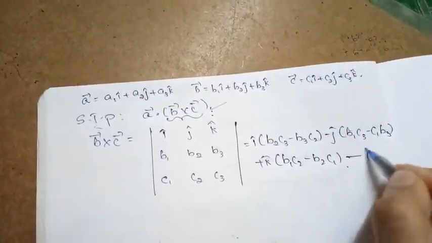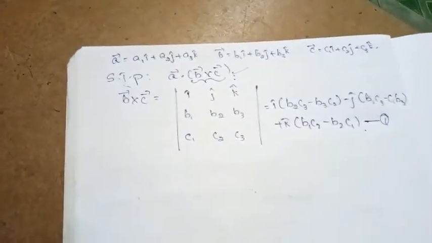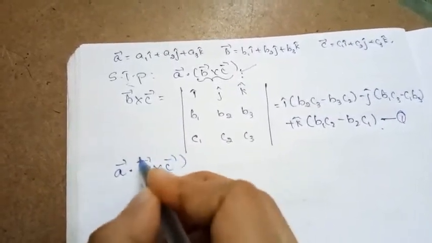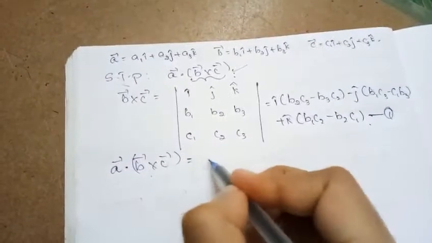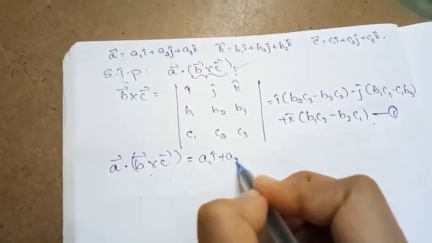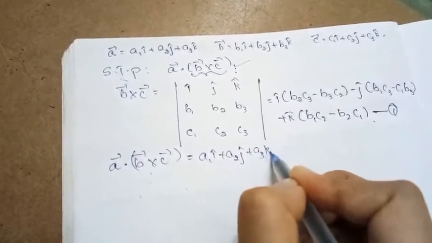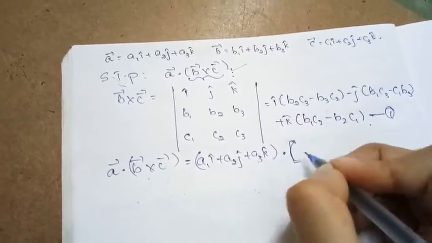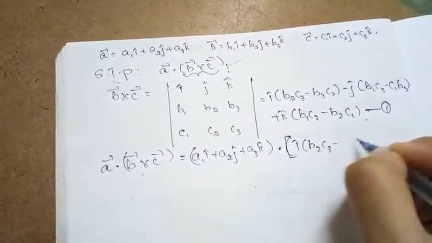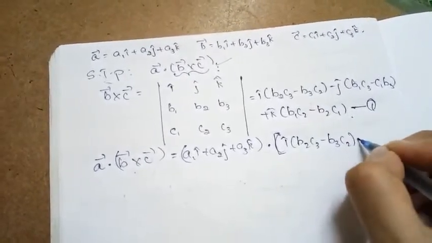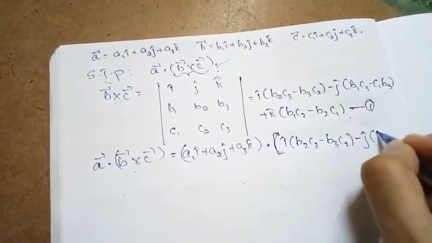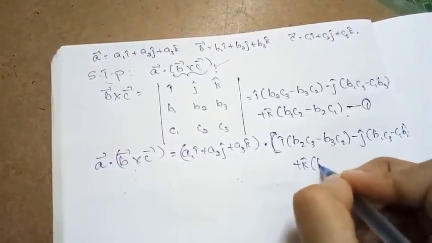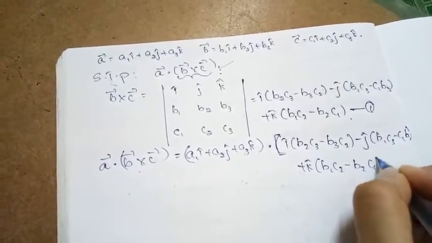So this is, I'll call it as 1. It is nothing but vector B cross C. Now I need a dot product of vector A dot B cross C. So what is vector A? It is nothing but a1 i cap, a2 j cap, a3 k cap, and the dot product of this vector, that is i cap (b2 c3 minus b3 c2), minus j cap (b1 c3 minus c1 b3), plus k cap (b1 c2 minus b2 c1).